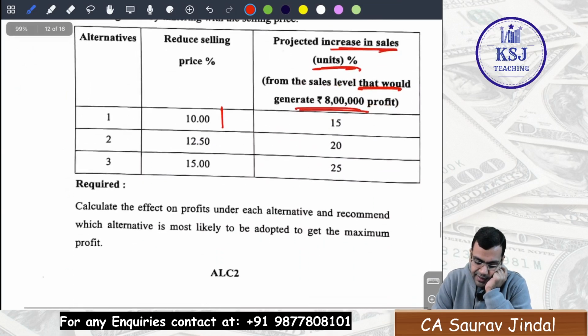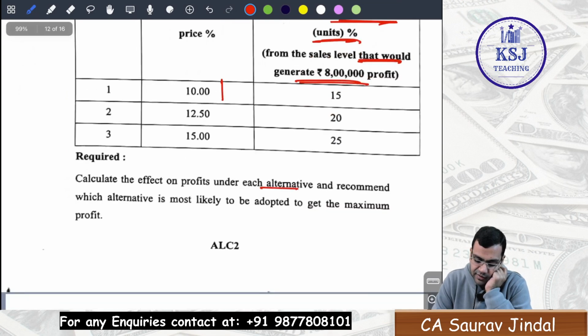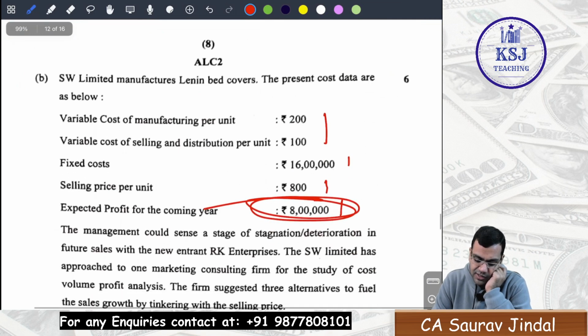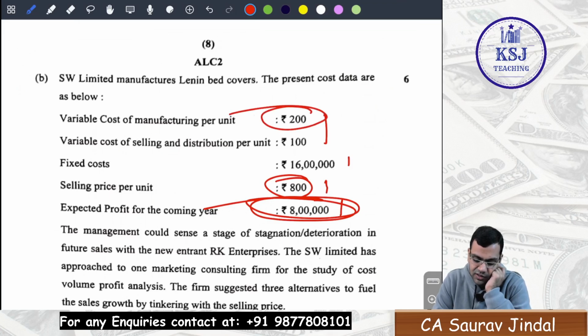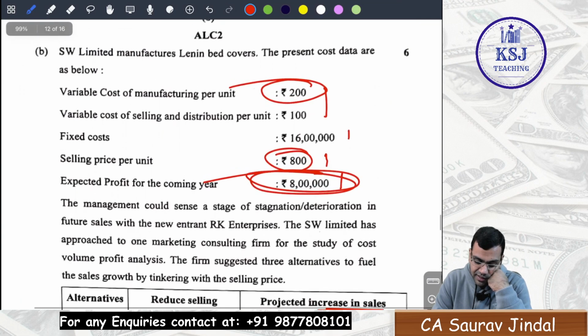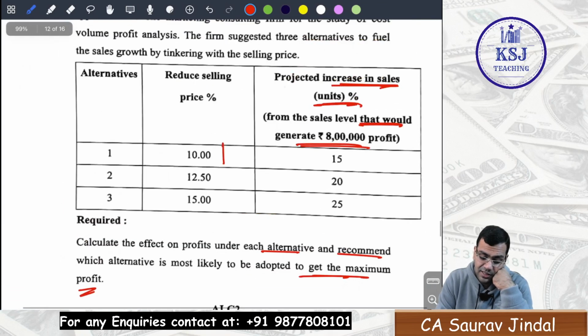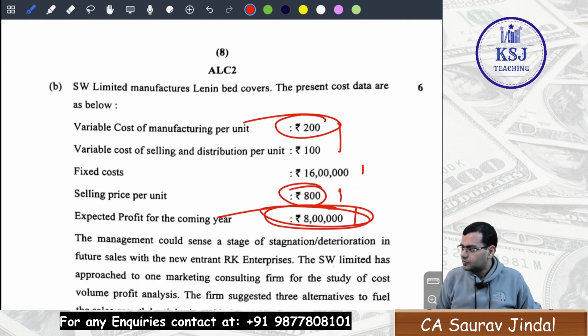From total cost and everything, we will figure out what could be the number of units, right? Then calculate the effect on the profit under each alternative and recommend which alternative is most likely to be adopted to get the maximum profit. Now fixed cost is there, variable cost is there, something we can do with the selling price per unit minus the variable cost, that will give you contribution, minus fixed cost, maybe some profit is there, expected profit, because the number of units are not given to you, right? So somewhere we have to calculate the number of units from the sales level, because he is asking for the sale in the units. Or what could be the simple way, sir, in which we could find out the units?